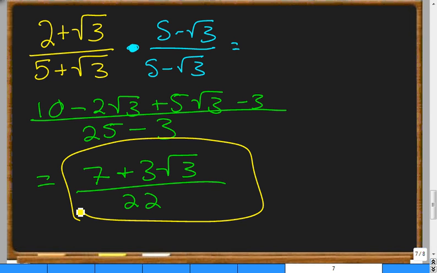So you have to rationalize. In order to get rid of the square roots in the denominator, the only way to do that when you have these multiple terms is to multiply by its complex conjugate.